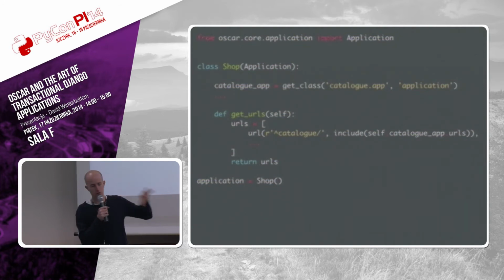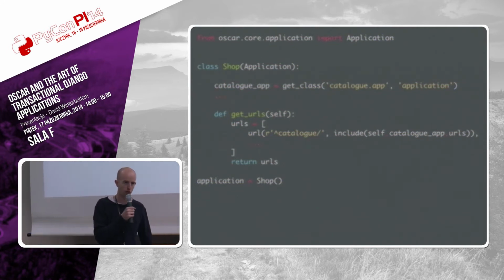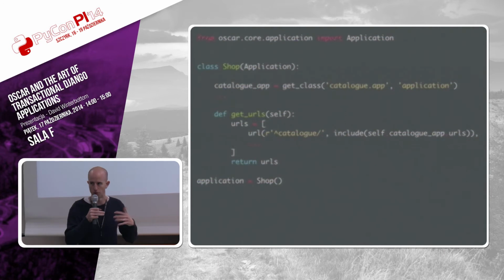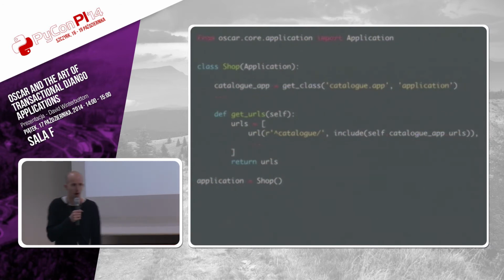So you have this kind of root application object, and it tries to include all these other application objects from every app in Oscar, and each one will define its own URLs and define which views are hooked up with which particular URL. We use this get class again, so we can dynamically load them. If you only need to change the URLs of one app, you can do it by just defining one class inside your project.